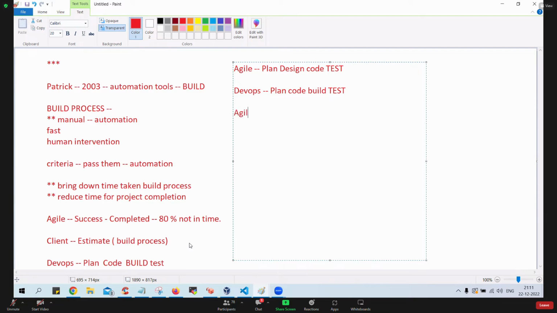In Agile, what happened is the test phase, right? They started their journey with more manual work and slowly shifted to automation.